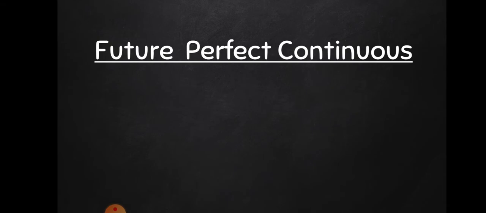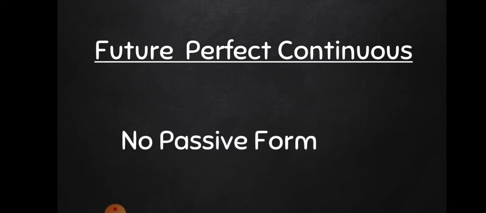So now next is future perfect continuous tense. Children, again, if a sentence is in the future perfect continuous tense, we will not be able to form its passive voice. Now let us take some examples.